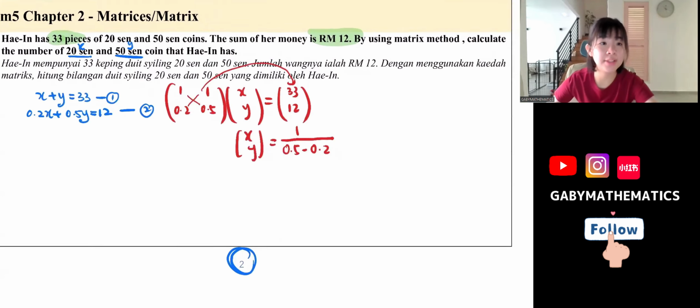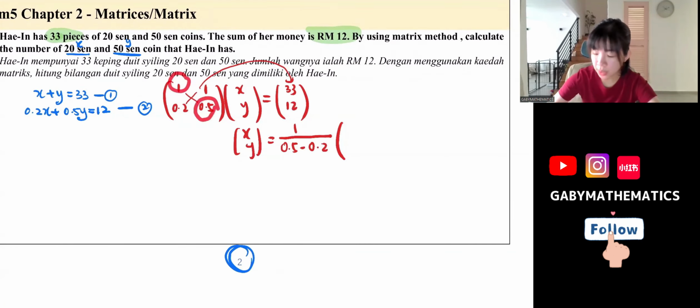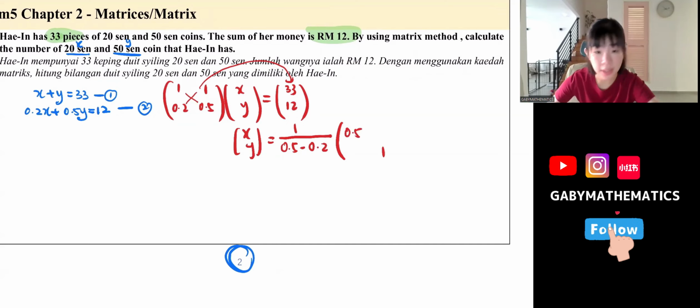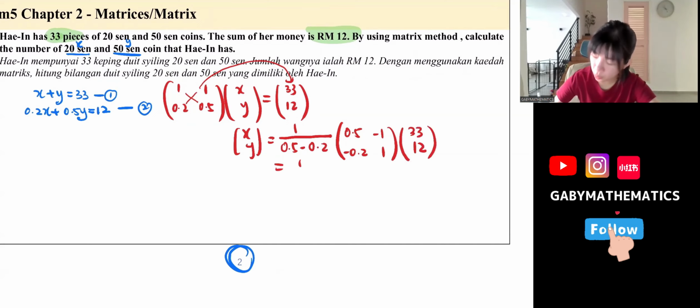Guys, if you got the answer already, please send me so that I know whether you are doing it correctly or wrong. If you got the final answer already. Okay, then for the inverse, A and D, we need to swap: 0.5 and then 1. And the other ones, B and C, no need to swap, you just have to times negative, become negative 1 and negative 0.2. So 33 and 12. 1 over 0.3.